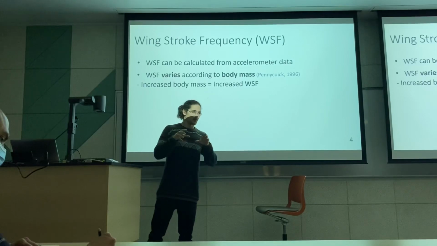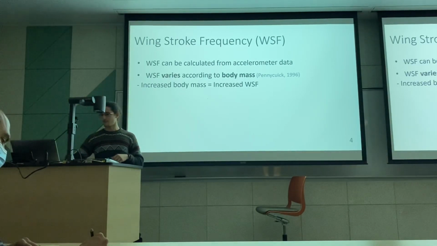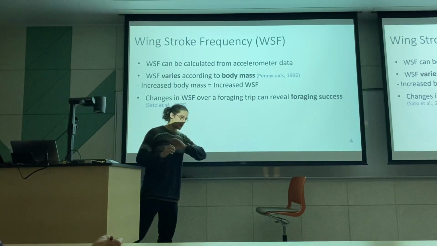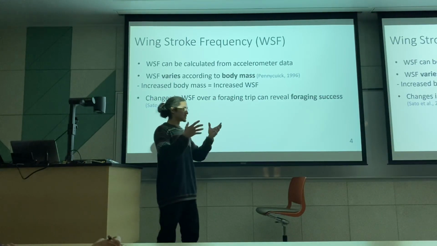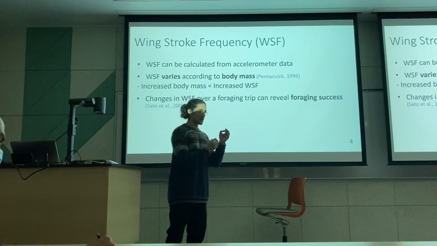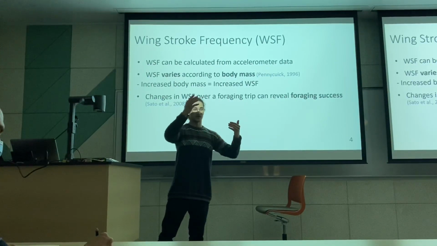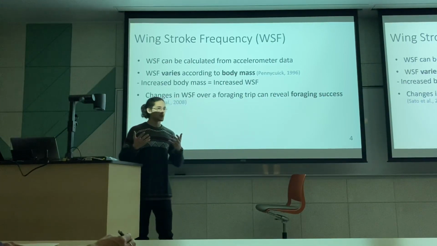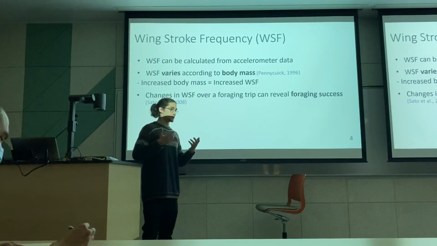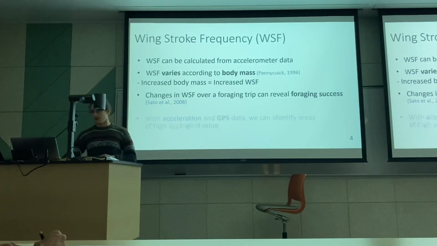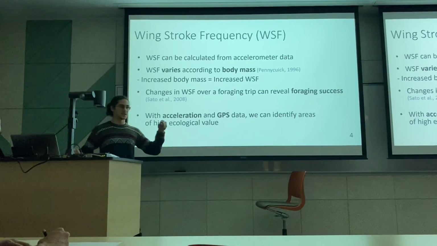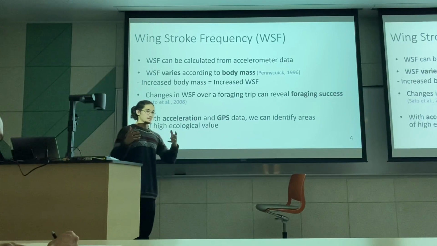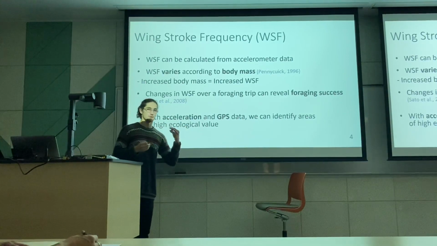Now we'll go into the physics of this in just a moment, but for now, we know that changes in wing stroke frequency throughout a foraging trip can give us insight on foraging success, because we can know when the wing stroke frequency varied and therefore the body mass, and we can know temporally when prey was captured based on the gain or loss of body mass. But now with GPS accelerometers, with GPS data, we can know not only when, but also where prey was captured, based on the variation of wing stroke frequency throughout the foraging trip.